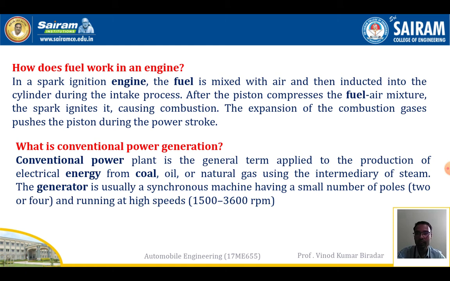There are two types of power generation: conventional power generation and non-conventional power generation. The conventional power plant is a general term applied to the production of electric energy from coal, oil, natural gas by using steam as the intermediate. The generator is also a synchronous machine having a small number of poles, that is 2 or 4 poles, and running at very high speed, around 3600 rpm.